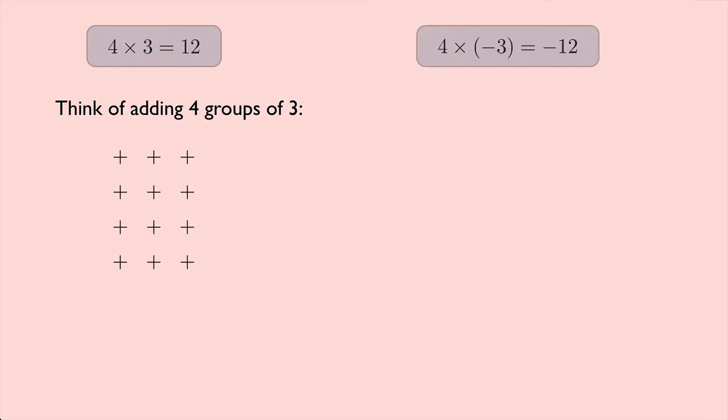What about 4 times negative 3 is negative 12? Well, think of adding 4 groups of negative 3. So there's one group of negative 3, there's another group of negative 3, there's a third group of negative 3, and a fourth group of negative 3. And if you add up all of those minus signs, you would get negative 12. There'd be 12 of them.